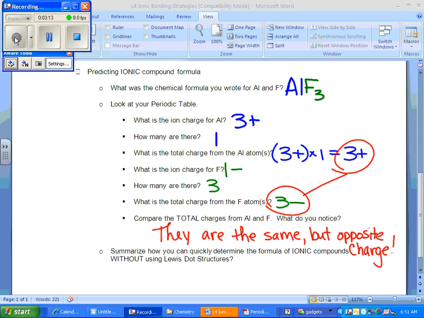Go ahead, summarize that bottom. Hopefully that helped you. Pretty easy stuff. The positive just has to equal the minus side. Okay, the positive side always shows up on the left. The negative side shows up on the right.